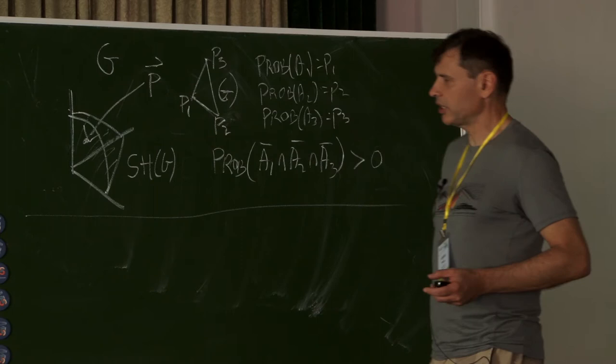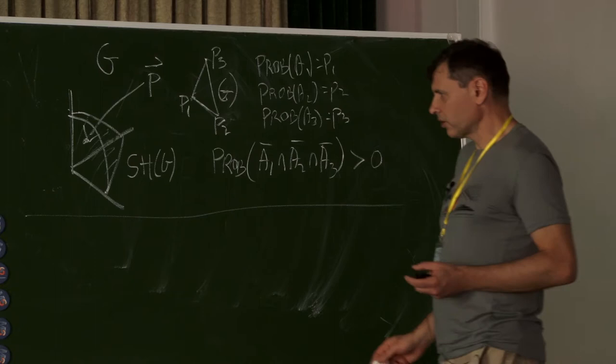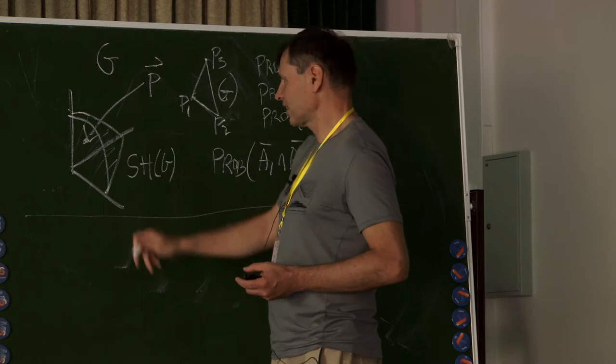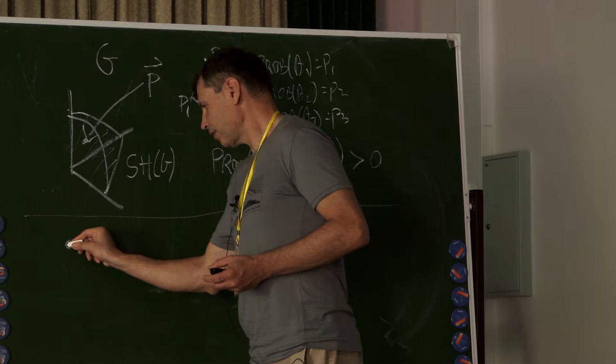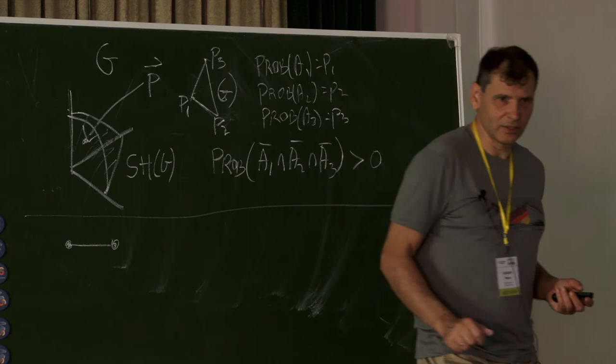So what I want to work out with you is to compute this set of vectors for certain graphs G, right? For instance, if I am looking at this graph, what is going to be the set of vectors?